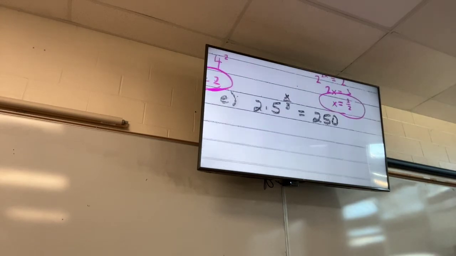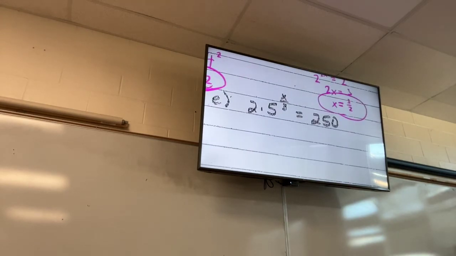Okay, so we got to get what by itself first here? The 5 to the x over 3, right? Okay, how do we do that? Divide by 2. We get 5 to the x over 3 equals 125, okay?